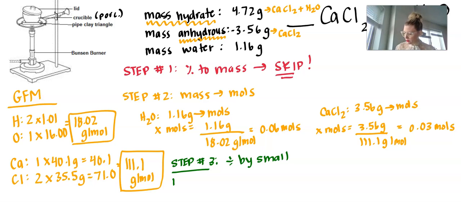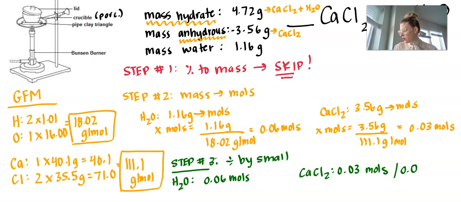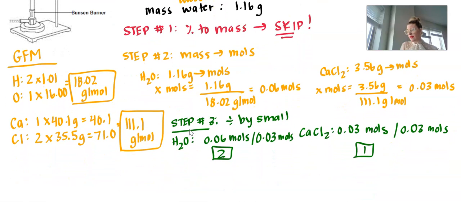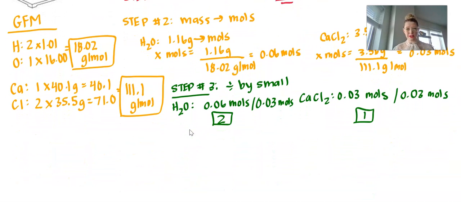And so for water, we had 0.06 moles, and for CaCl2, we had 0.03 moles. We're going to divide by the smaller of the two values, and that's going to give us 2 waters for every 1 calcium chloride. And again, there's no multiply by small here, just because we're already at a nice 2-to-1 ratio, so there's no need to multiply. So that's our process of finding the empirical formula, or how we find the ratio of water to anhydrous in a hydrated sample.